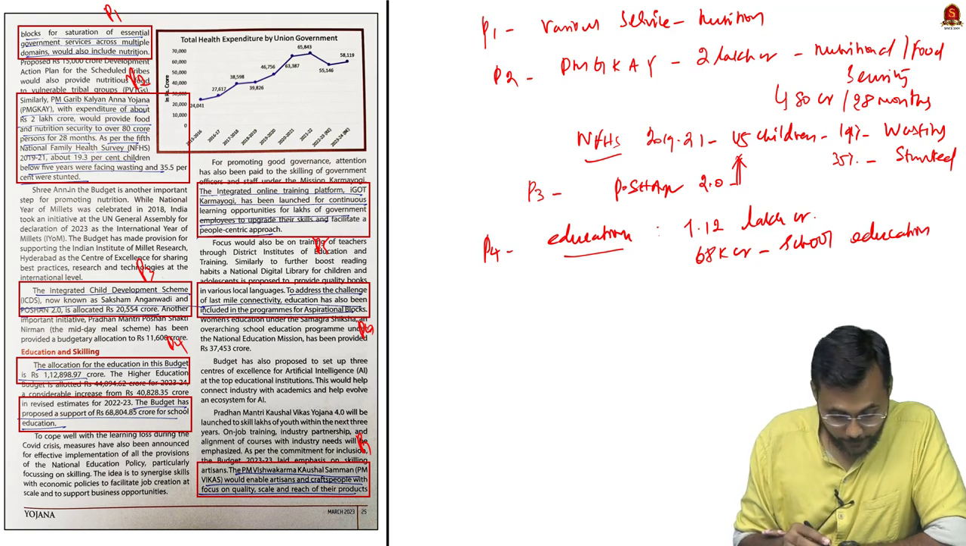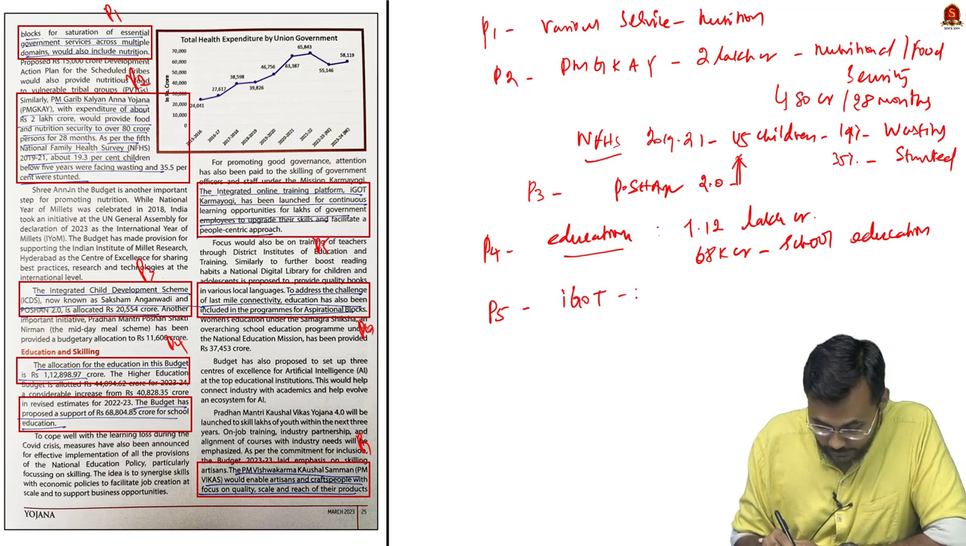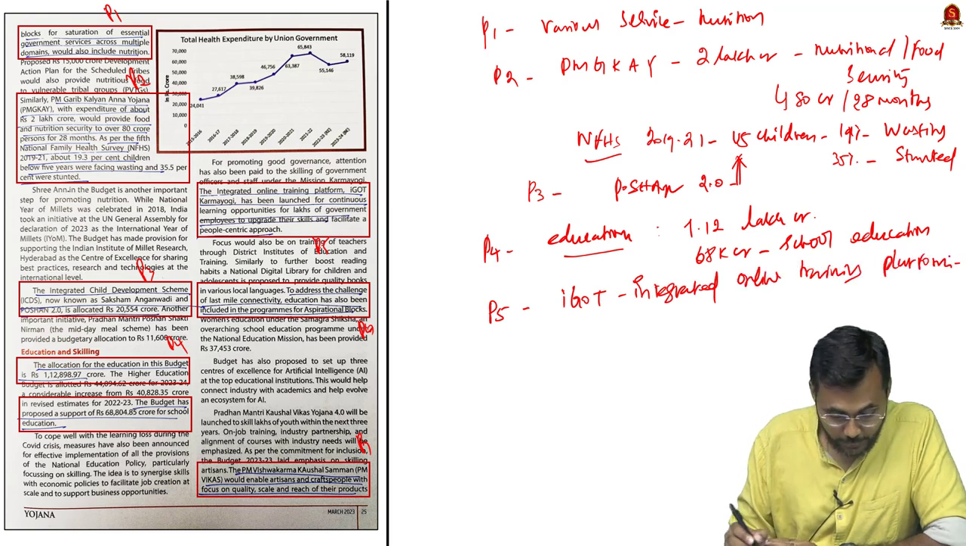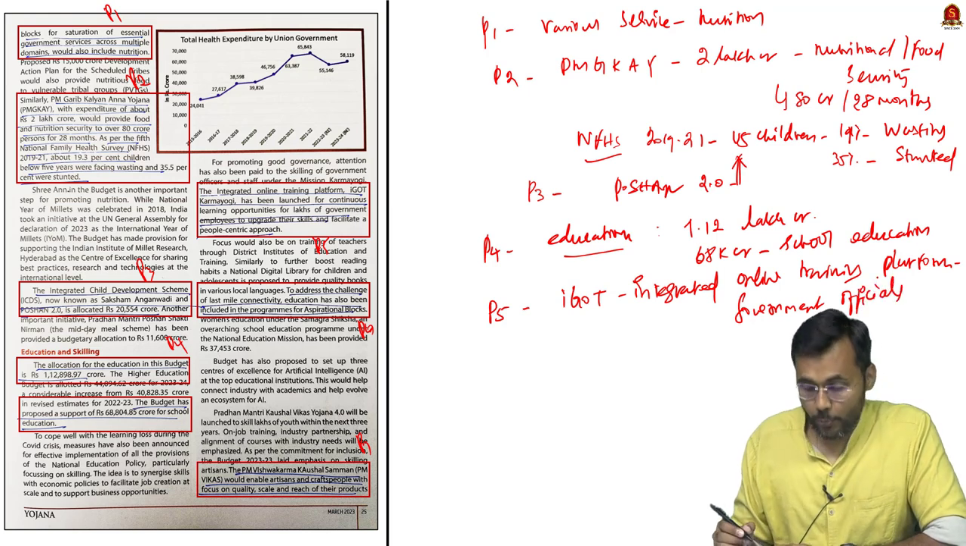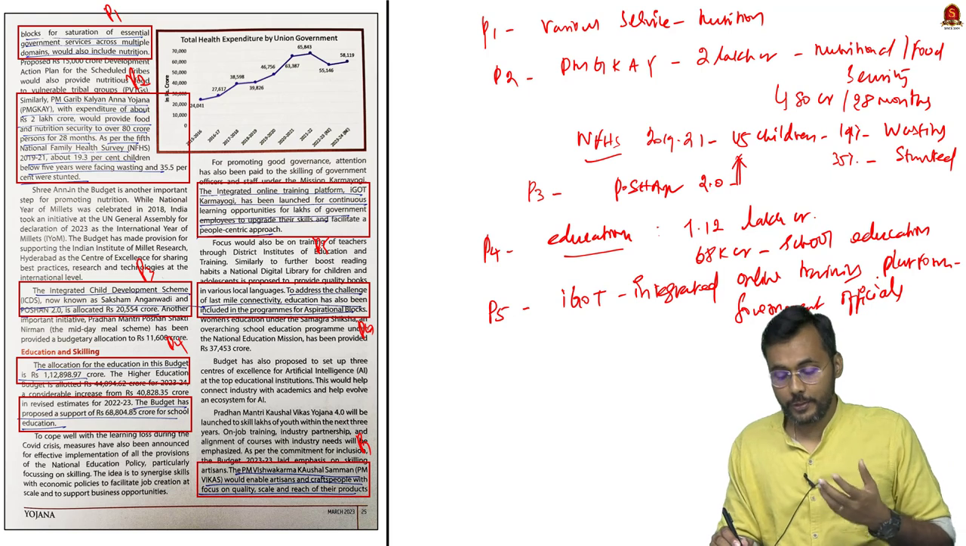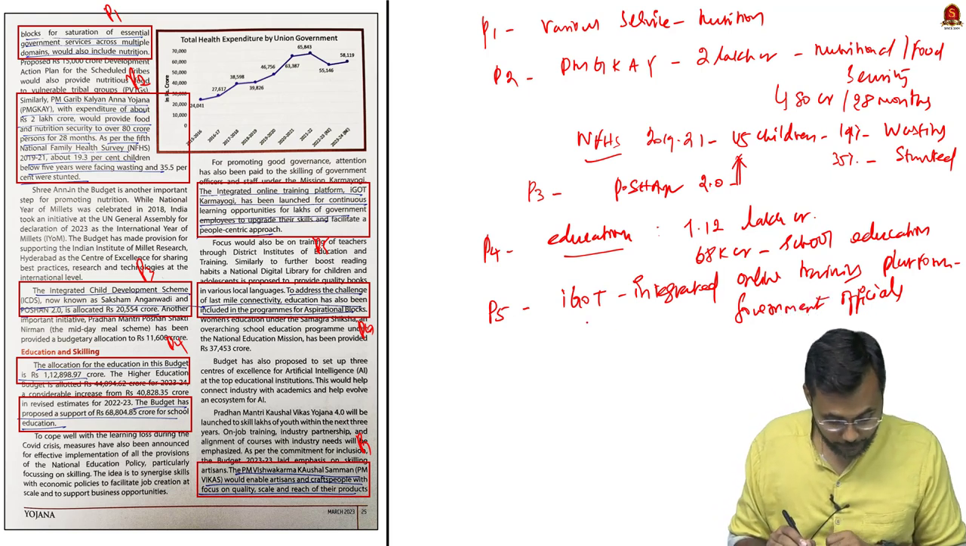School education. Whereas paragraph 5 speaks about IGOT, that is, Integrated Online Training platform for government officials. This is also part of education. So government officials are being trained through online mechanisms to face the problems of modern day India. So that is part of this paragraph 5.